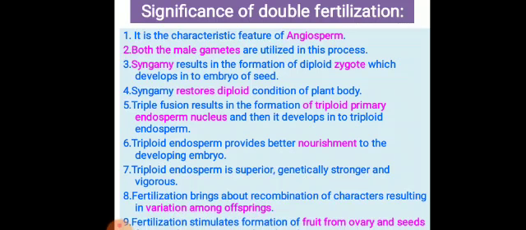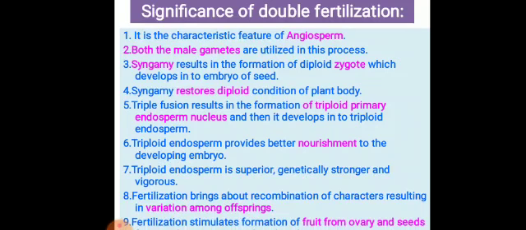The triploid endosperm provides better nourishment to the developing embryo. This endosperm has a nutritive function for the developing embryo. The triploid endosperm is superior, genetically stronger and vigorous.